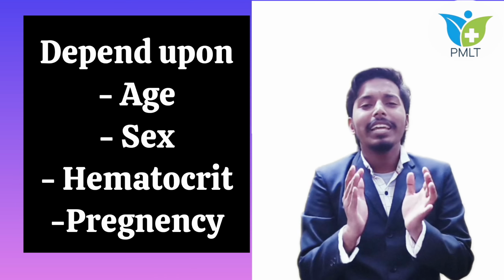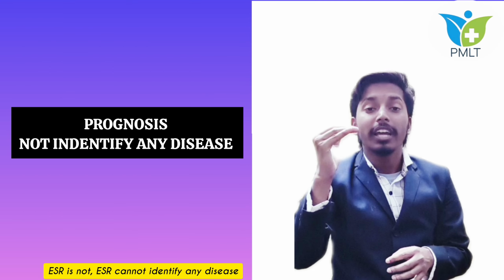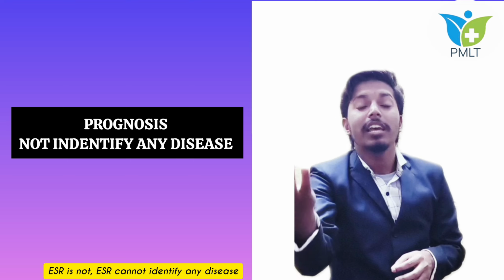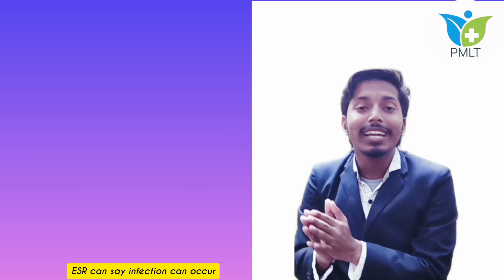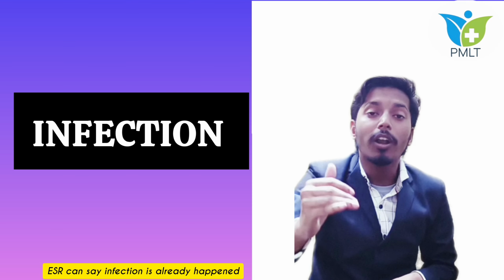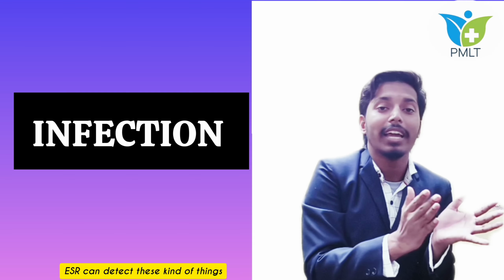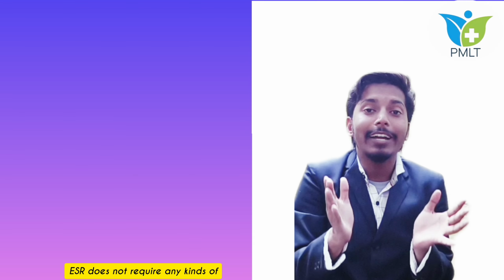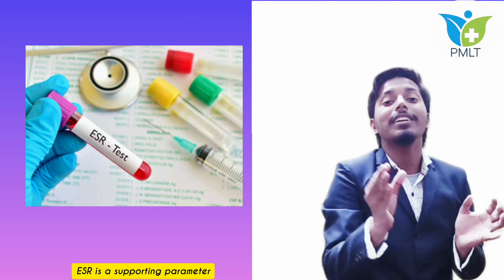ESR levels. Okay, so ESR is done for prognosis. ESR cannot identify any disease. ESR can say the progressive level of the disease. ESR can say infection can occur. ESR can say infection has already happened. ESR can detect these kinds of things. ESR does not indicate any particular disease condition. ESR is a supporting parameter. Please keep that in mind.